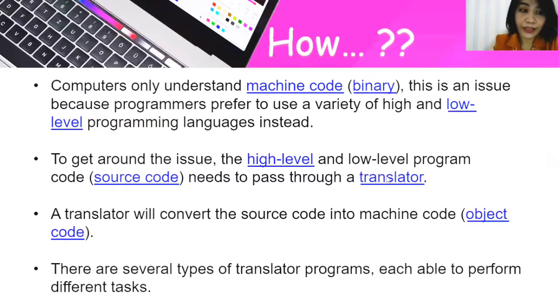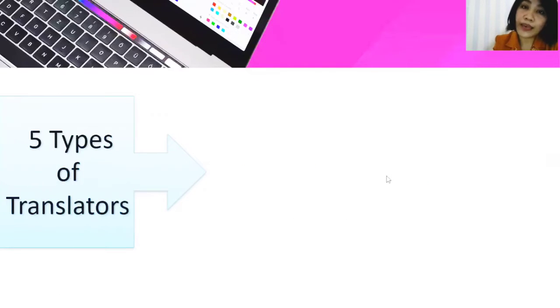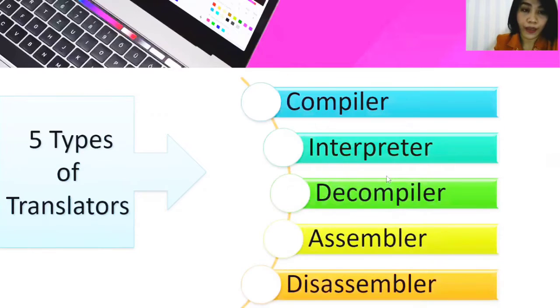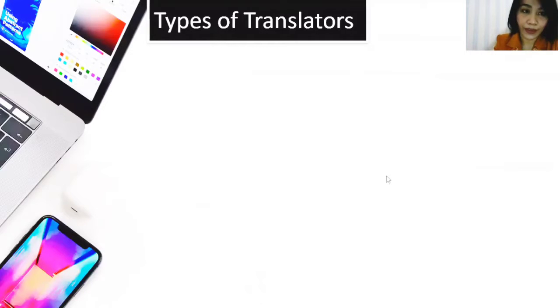And then there are several types of translator programs, each able to perform different tasks. There are 5 types of translator. Number 1 is compiler, interpreter, decompiler, assembler, and disassembler. After this, I will explain what these types mean.